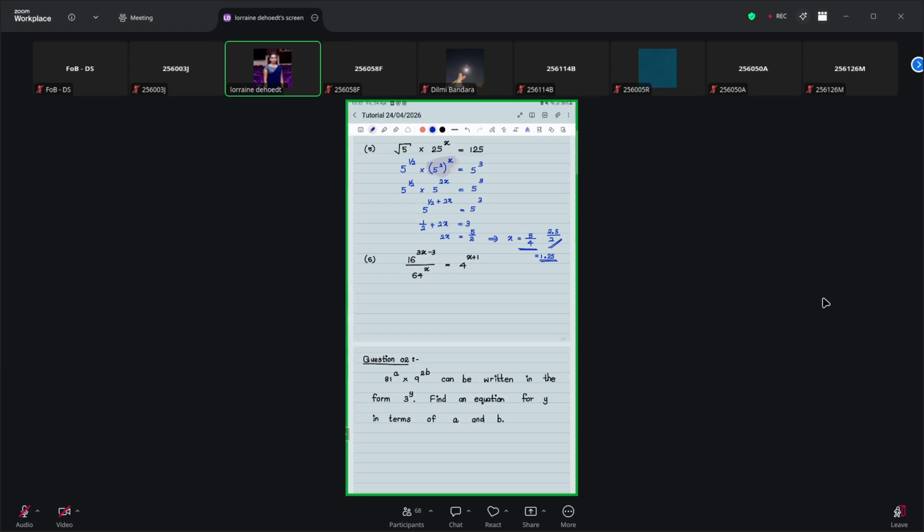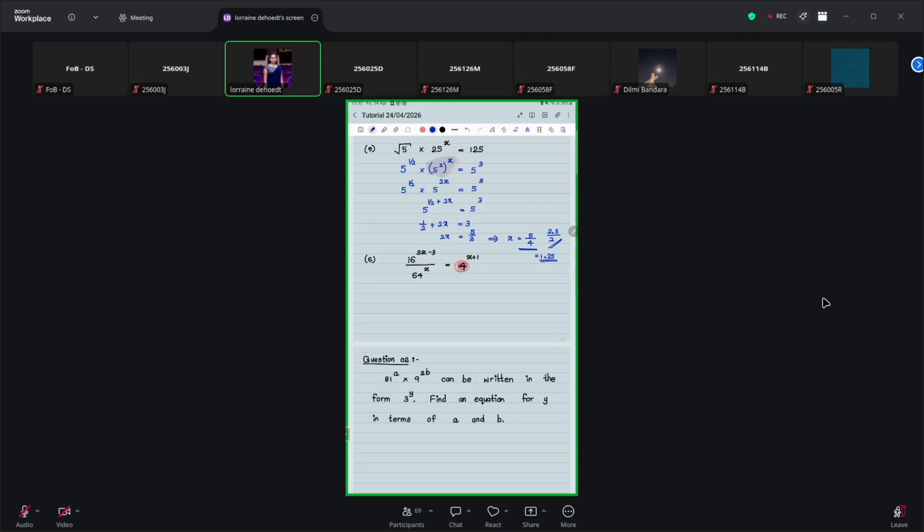When we're seeing this question, you can predict we need to write it in base 4, because on the right hand side, the base is 4. That means you can assume we need to write it using base 4. Okay, then let's do it.